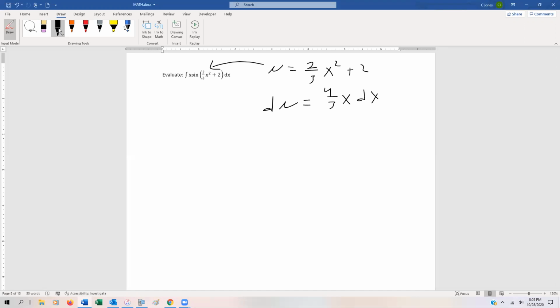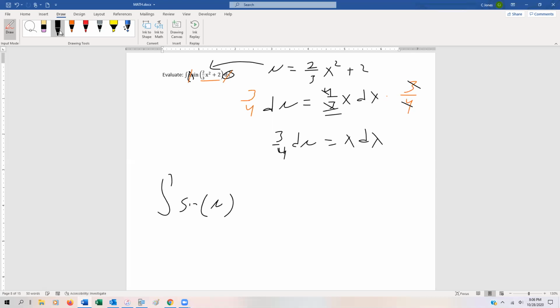And that's good because we have x, we have dx, but what we don't like is this 4/3. So what we're going to do is multiply both sides by the reciprocal. And we're going to say 3/4 du, and that's going to cancel. So 3/4 du is going to be equal to x dx. And now we can substitute for x dx and also for u. And so our new integral is going to end up being the sine of u. And then instead of x dx, we're going to have 3/4 du.